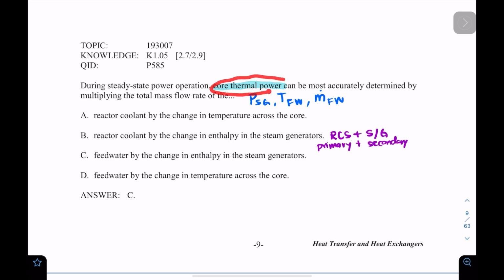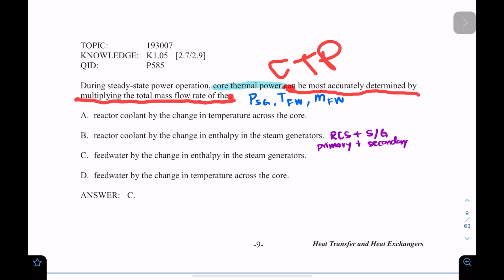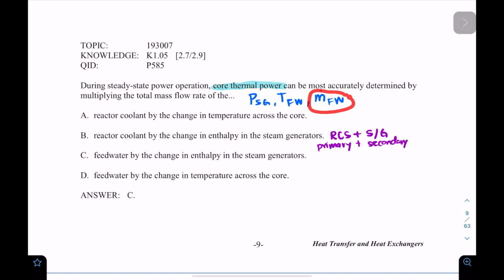When we talk about core thermal power, the things that are important are the pressure of the steam generator, the temperature of the feed water, and the mass flow rate of the feed water. Those are going to be the important things. So this one is telling me that core thermal power can be most accurately determined by multiplying the total mass flow rate of what? It's got to be the total mass flow rate of my feed water. So feed water.